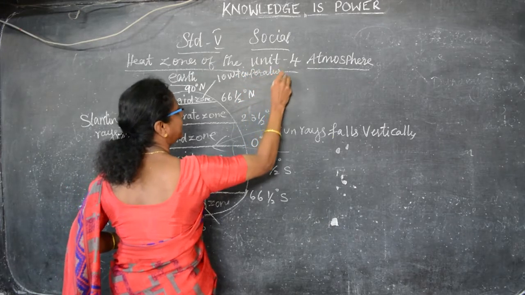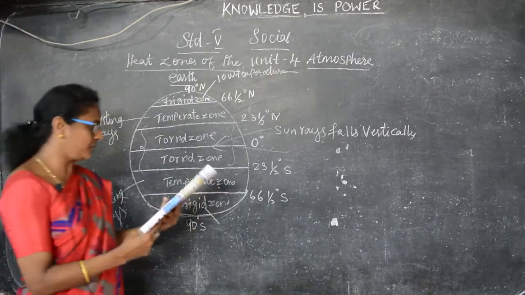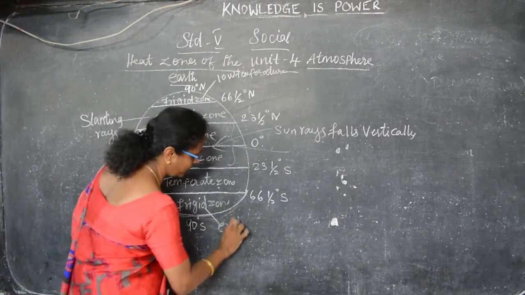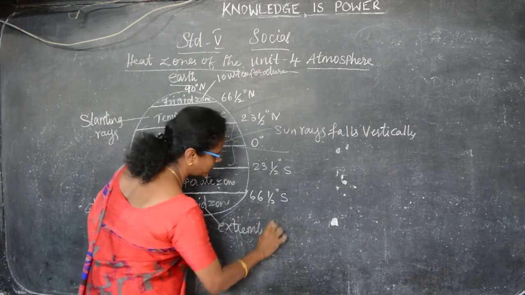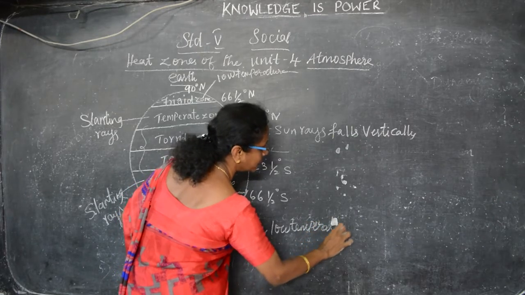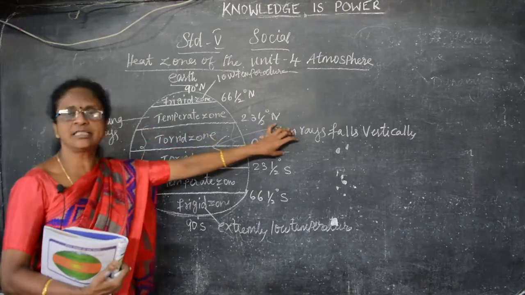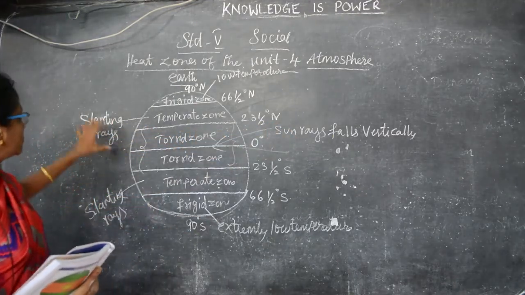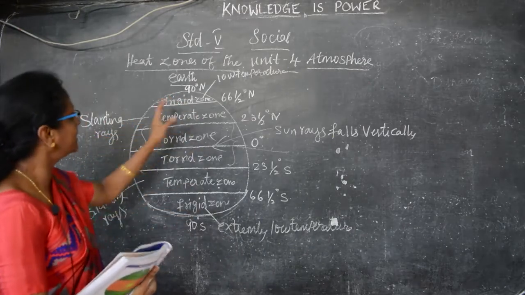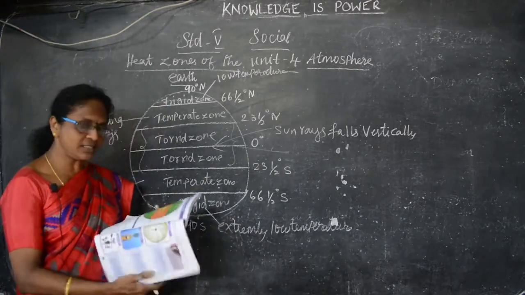This won't get the heat from the sun. Okay, the zone receiving extreme slanting rays of the sun experiences extremely low temperature in the frigid zone. Okay, in the torrid zone the sun's rays fall vertically. In the temperate zone slanting rays of the sun fall, and in the frigid zone it's a low temperature, as only extreme slanting rays fall.